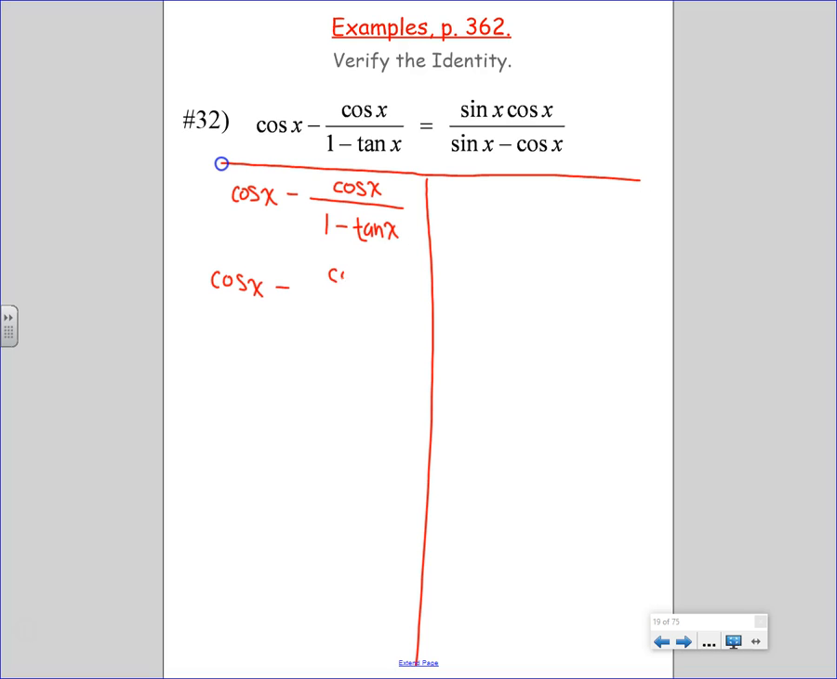How about the quotient property for tangent? That's what I would do first.